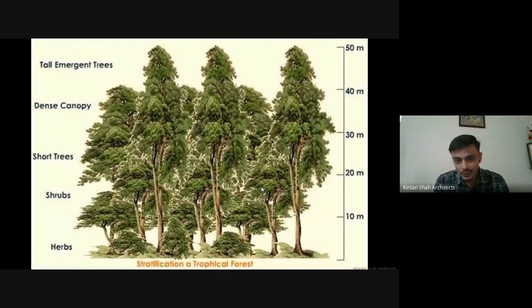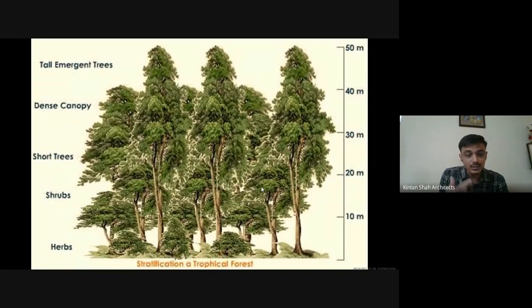So the evergreen forest now is designed, or each tree has adapted itself to suit the situation or the condition of the forest. There are a few emergent tall trees which grow up and they are slender in nature. Then the middle ones have a spreading canopy so that they can catch more light. The tall ones are slender so that they don't block more light. And then you have herbs and shrubs growing on the ground. And that is how that entire layering of an evergreen forest happens.